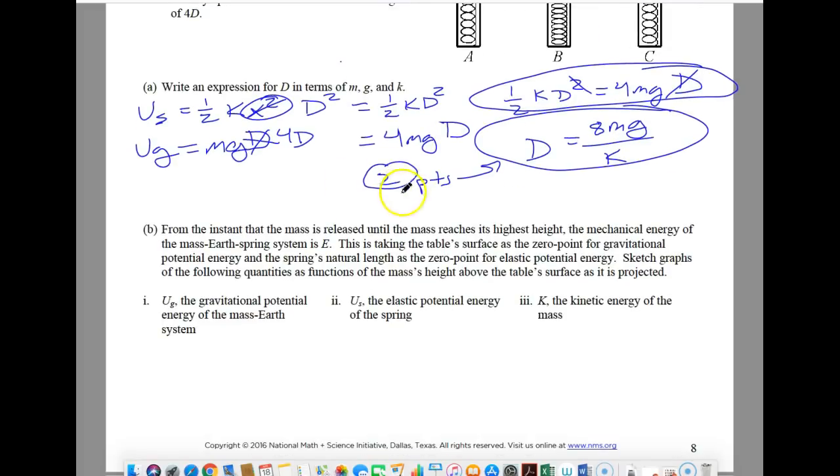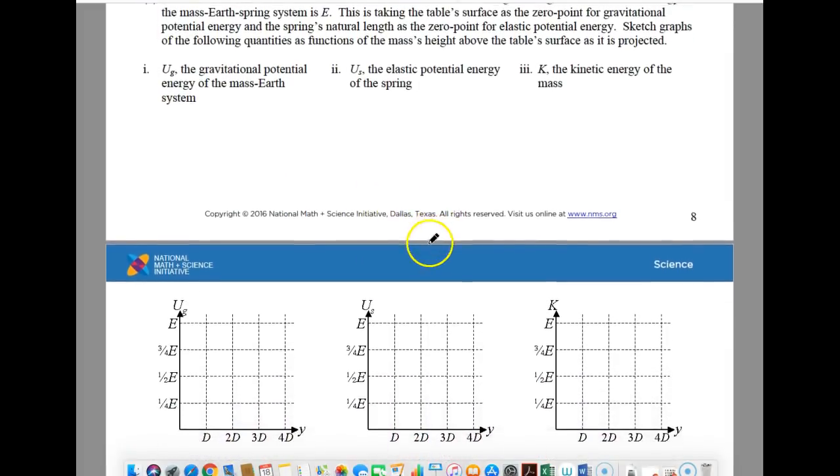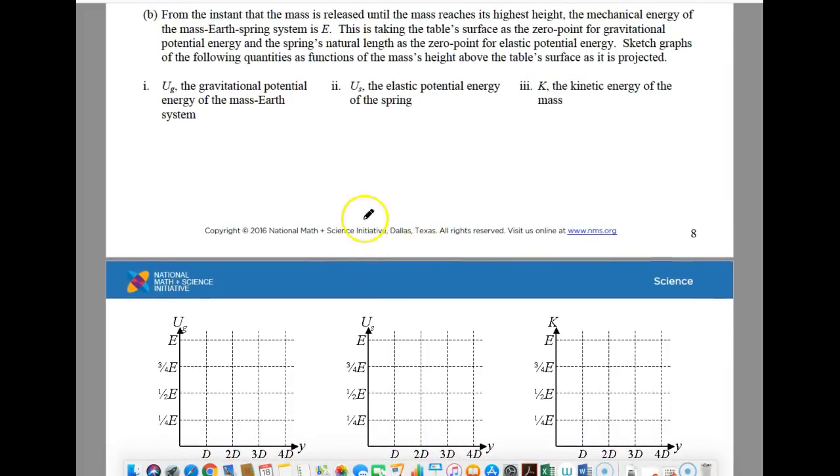Let's look at part B. The way that the pagination, or however the pages came out, didn't come out real well, so I'm going to kind of put it like this. From the instant the mass is released until it reaches that highest height, the mechanical energy of the mass, Earth, spring system is E. So this is taking into account that the table serves as the 0 point for gravitational potential energy.